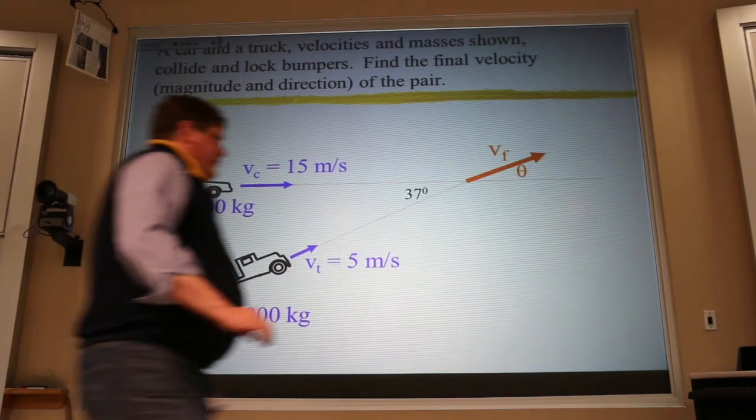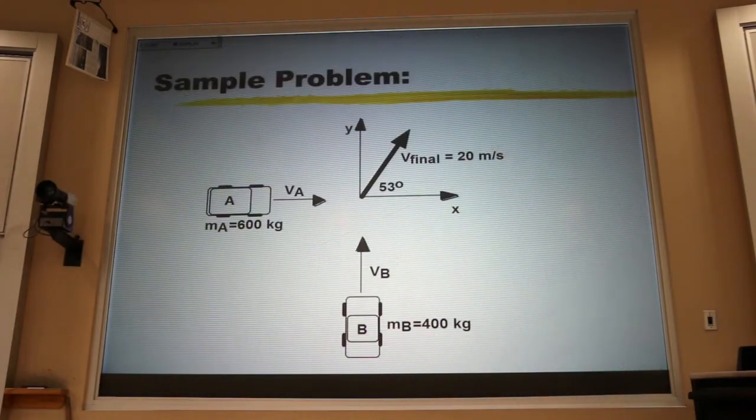Let me show you another one that involves traffic. This is the problem that's on the back of your exam preparation sheet.